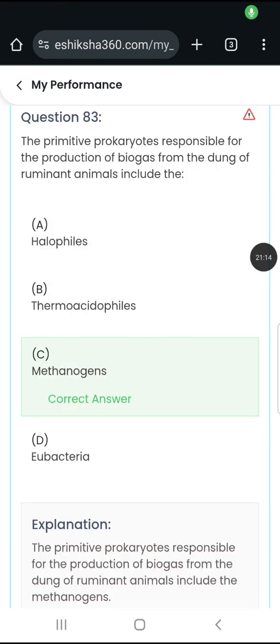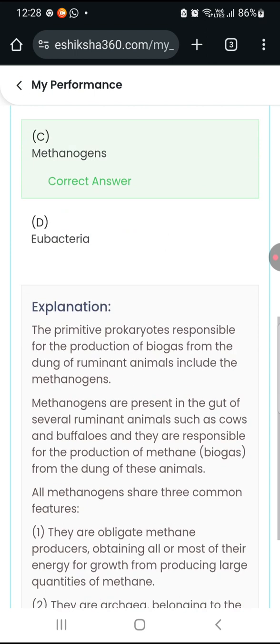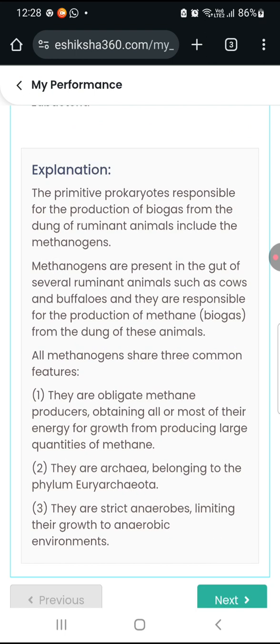The primitive prokaryotes responsible for the production of biogas from the dung of ruminant animals include the methanogens. Explanation: Methanogens are present in the gut of several ruminant animals such as cows and buffaloes, and they are responsible for the production of methane biogas from the dung of these animals.